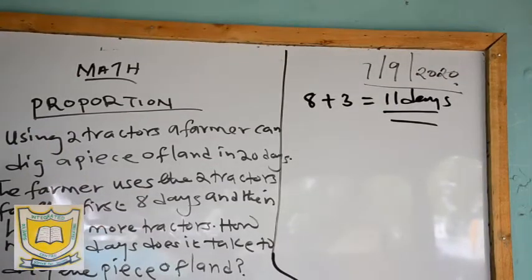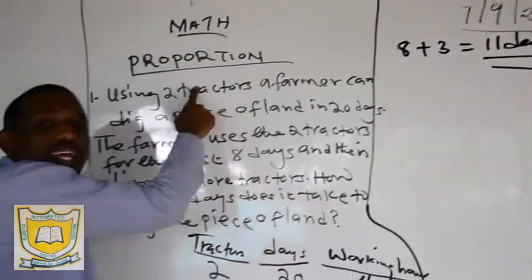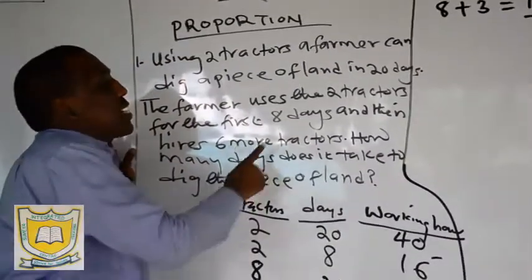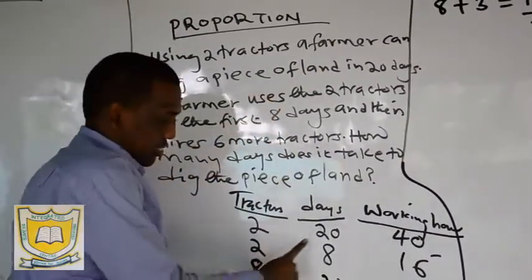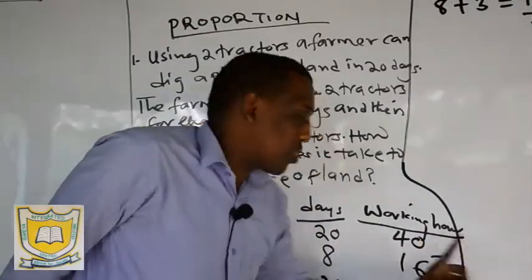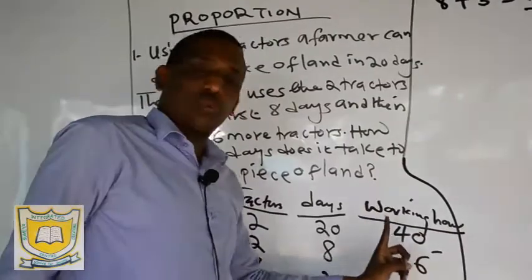I'm repeating. Using two tractors, you write tractors. Two tractors can dig a piece of land in 20 days. Days, 20. We introduce what is called working hour. Working hour now, 2 times 20 is 40.